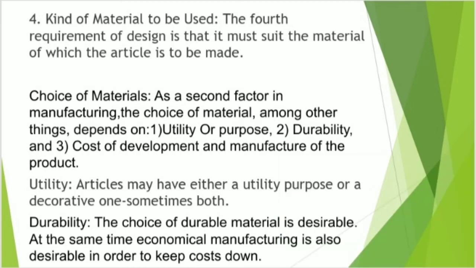Choice of materials. One factor in manufacturing, the choice of material, among other things, depends on 1, utility or purpose, 2, durability, and 3, cost of development and manufacture of the product. Utility. Articles may have either a utility purpose or a decorative one, sometimes both. Durability. The choice of durable material is desirable. At the same time, economical manufacturing is also desirable in order to keep costs down.